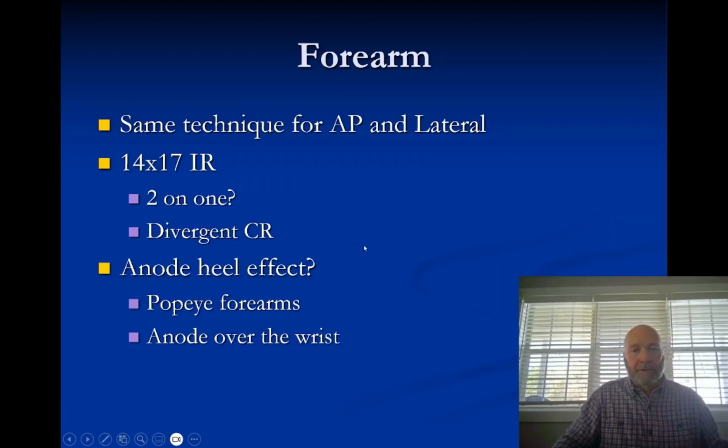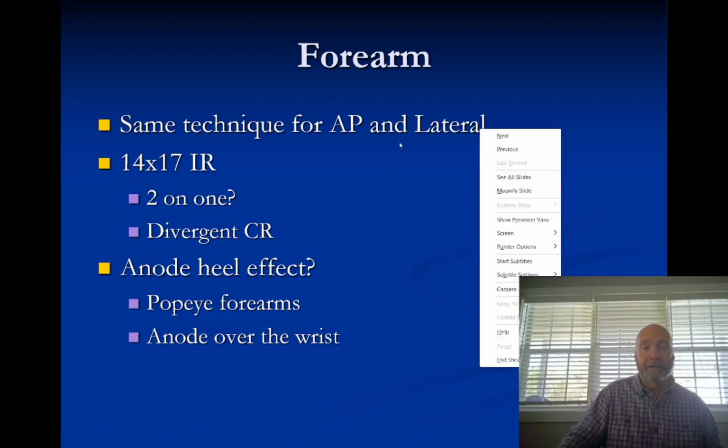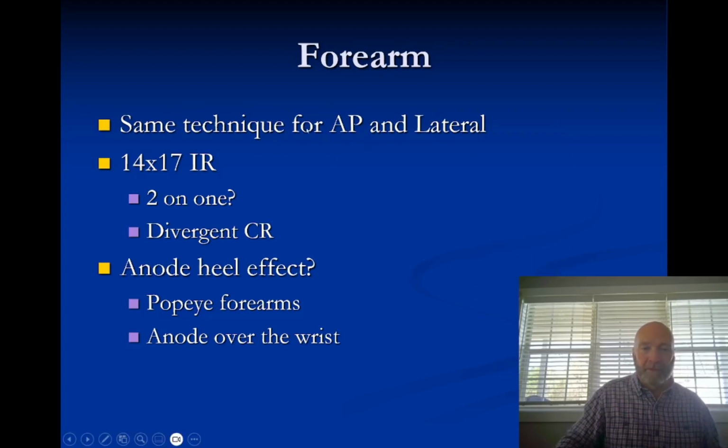So we're going to do forearm, and then we're going to call it good. Back to the wrist technique, I didn't touch on that. Your technique for the PA of the wrist versus the lateral, you're going to use about double the mass for the lateral of the wrist. On forearm, the technique's going to be the same.